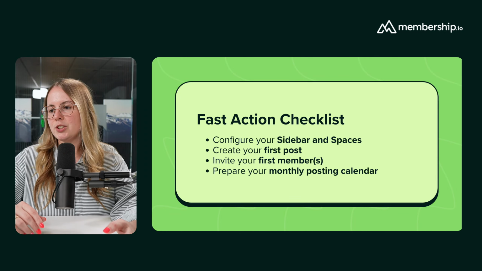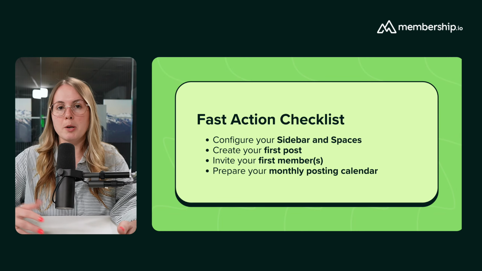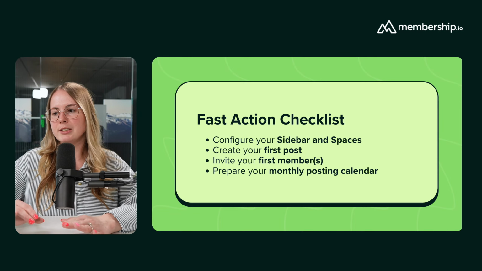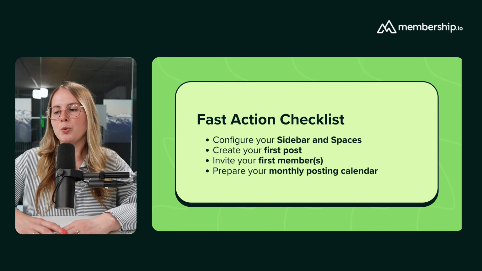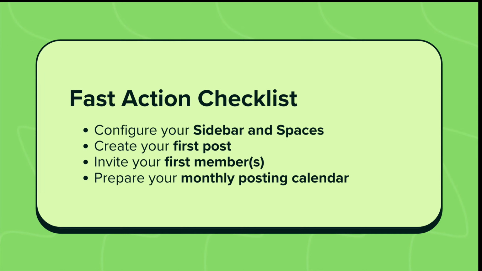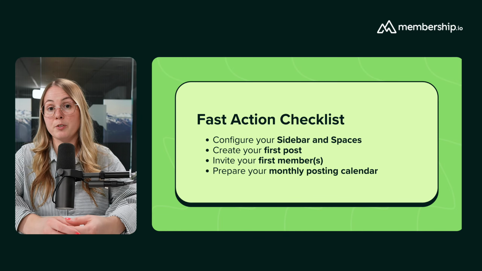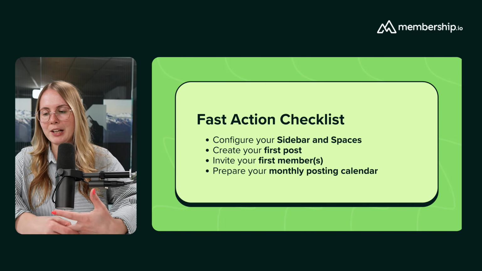So we have a fast action checklist here to help you make sure that you're making progress and hitting the right steps. We recommend taking a look at your sidebar and the spaces that you have to make sure that those make sense for your community. Once you've configured that, you want to make sure that you add your first post so that as members are coming in, they're seeing something like a welcome post to help drive them to that post and also encourage them to introduce themselves. You'll want to make sure that you invite your first members, and you want to think beyond as well in terms of what else you are going to be posting. How are you going to make sure that there are always different prompts for your members to come in and engage with?